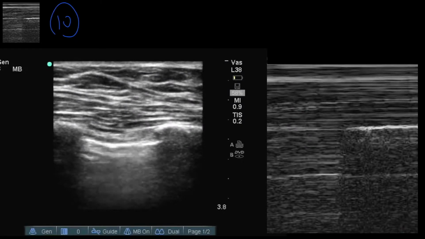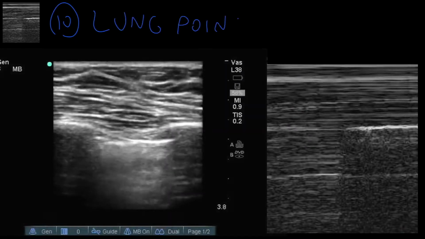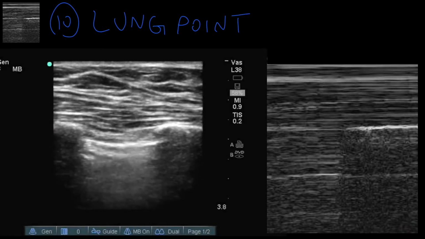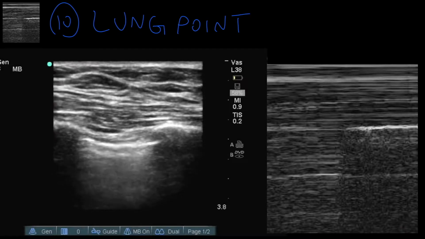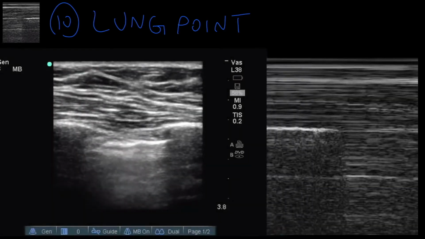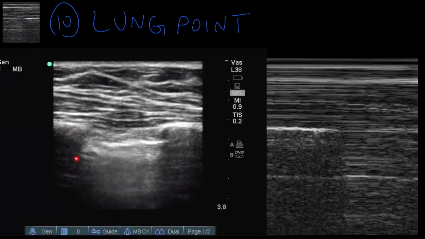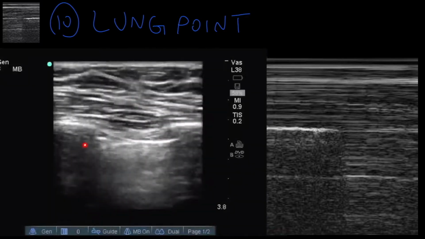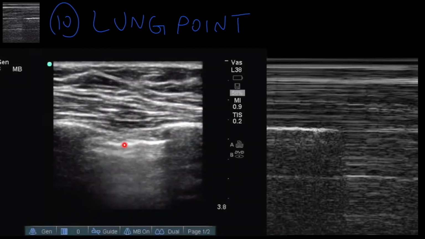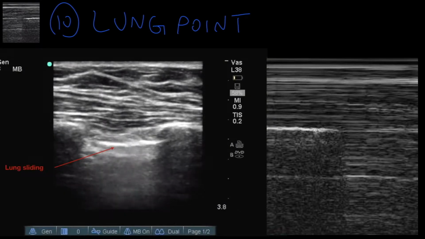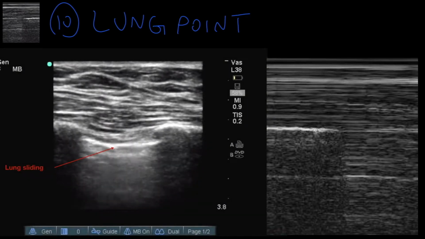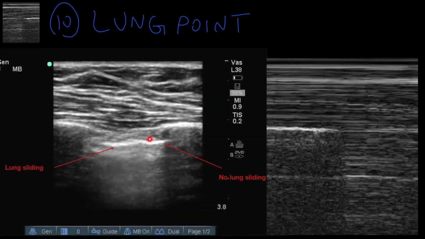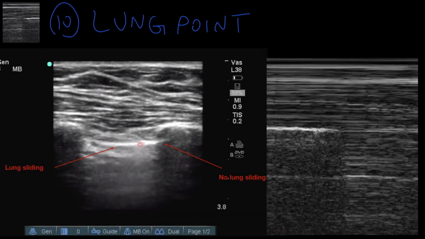The last sign we're going to talk about is the lung point. And the lung point is the transition between a pneumothorax, or air in the pleural space, and normal lung sliding. And if we look on this video on the left, we see rib, shadow, and so we know this is the pleural line. But we see movement along the pleural line on this part, and so that is lung sliding. And on the other side, we see no lung sliding. So this transition point between the two is the lung point.